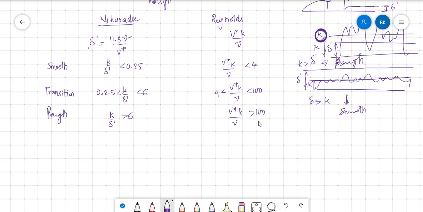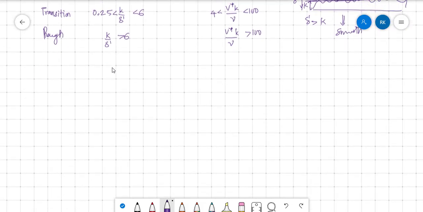Now, there is another relation, velocity distribution. So what is the velocity distribution that we have seen here?